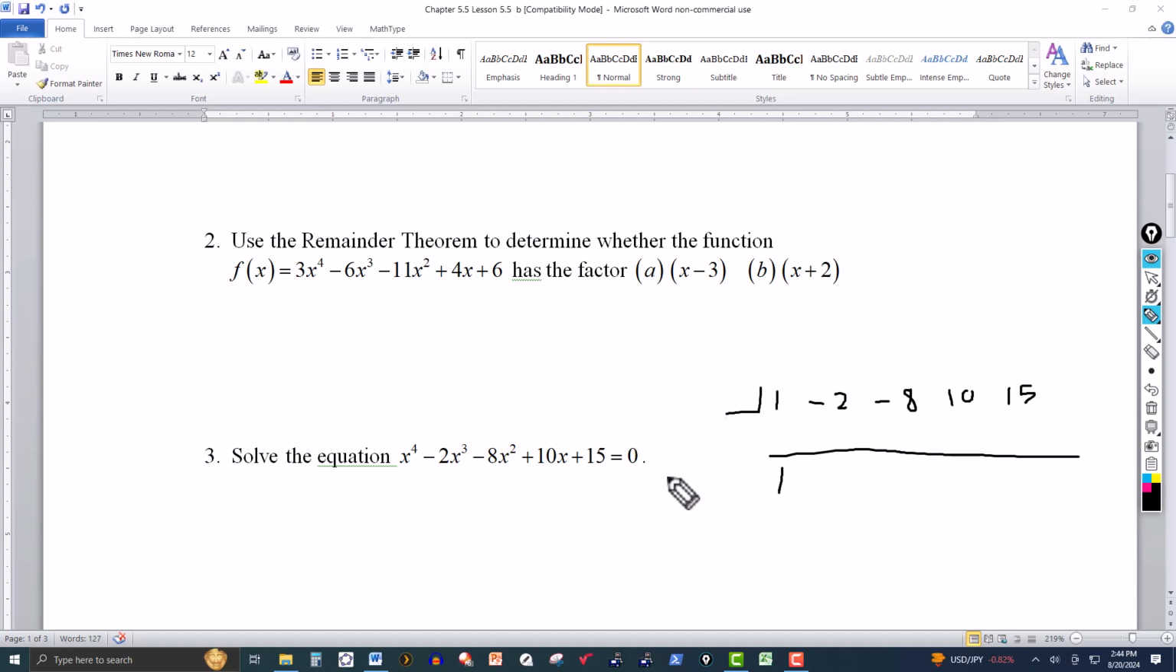1 or minus 1 don't work. 3 and minus 3, well, we're going to try 3. Going to try 3 and go 3 times 1 is 3. Then we get a 1. 3 times 1 is 3. And add here, we get a minus 5. 3 times minus 5 is a minus 15. Add, we get minus 5. 3 times minus 5 is a minus 15.